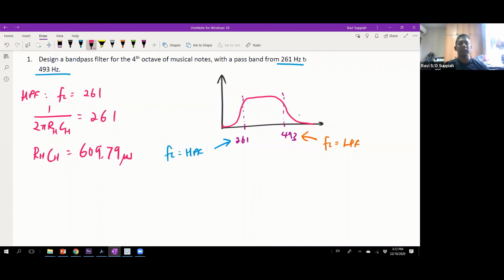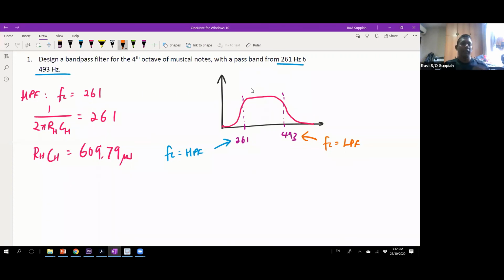Okay, so some say R, some say C. It comes back to what is easier to vary to the exact value that I want. Take for example, if I fix R at 10K, then I get my capacitance as 109 microfarad. You cannot get a 109 microfarad, correct? Or you may find it very difficult to find a 109 microfarad.